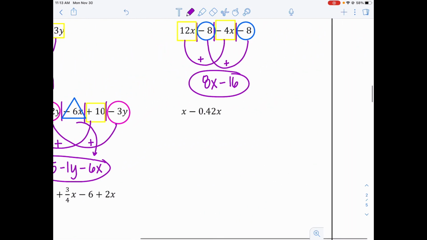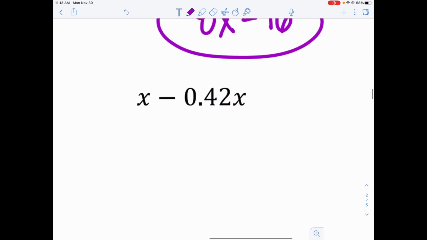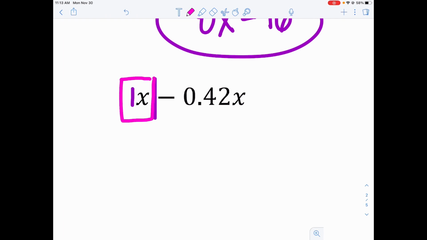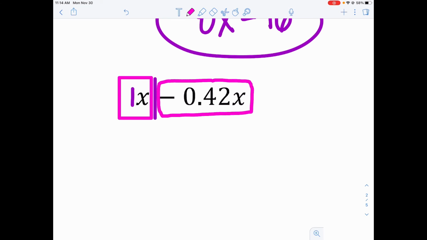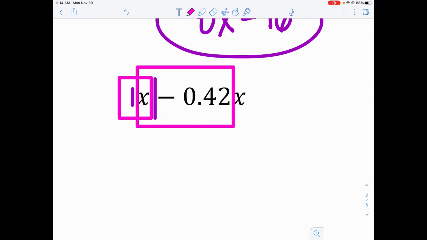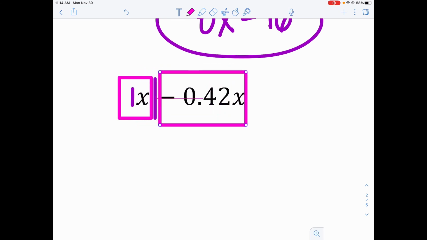Moving over to the decimal. First thing I'm going to do is split my terms. Okay, remember this is 1x also. I'm going to put a box around 1x, and I'm going to look through and find all of the terms that are like terms to 1x. I see I have a negative 0 and 42/100x. They are like terms. They have the same variable, and that variable has the same exponent, so I'm also going to put a box around that guy.